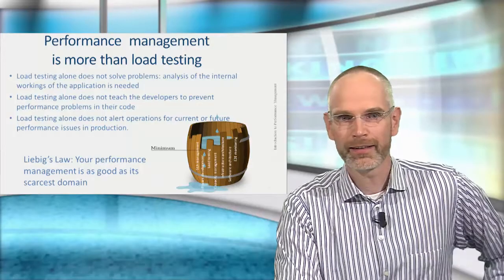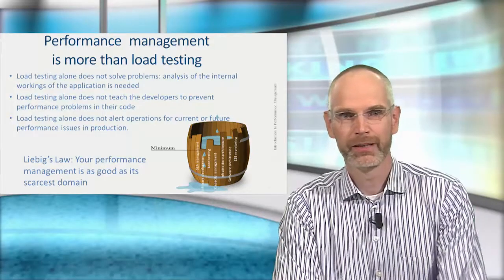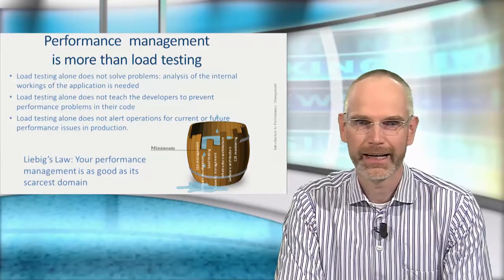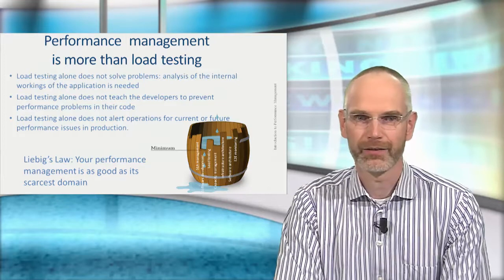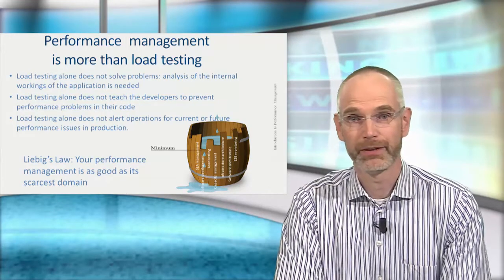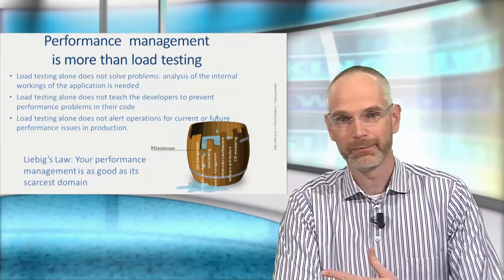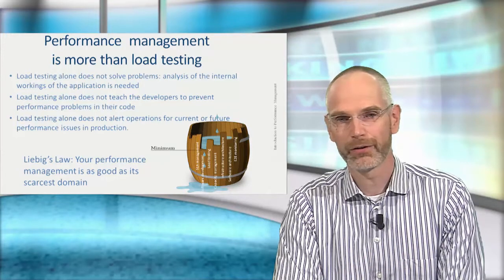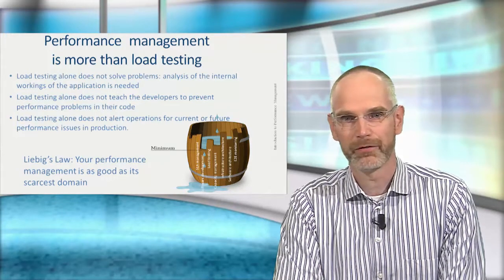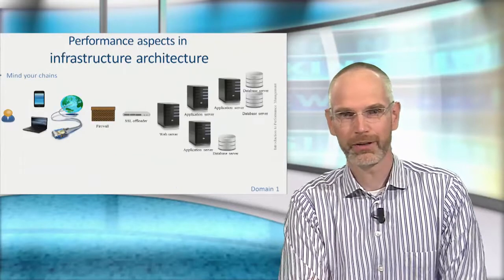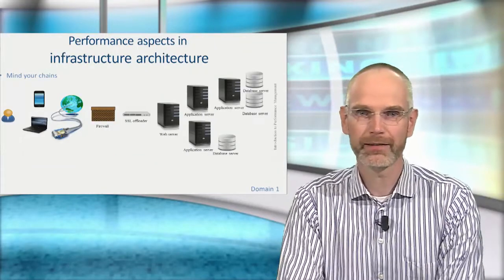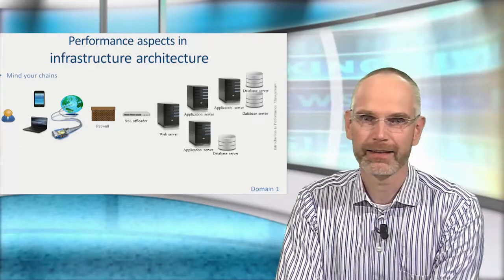There's a law on this, and I've bent it a little bit, called Liebig's law, and I would say that your performance management is only as good as its scarcest domain. So basically you need to improve the maturity of all your domains in order to become very good at performance management and to make sure your application runs well in production. Now, which domains do we actually have? Let's get started with it.